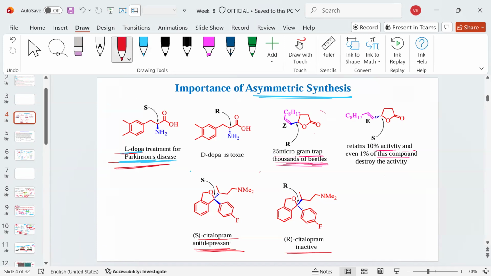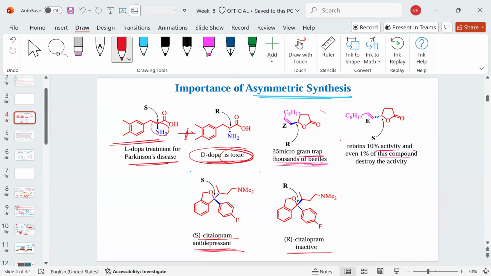So let's say we are getting these two products. There is only a difference in the chiral center. If you do the normal routine synthesis, what do we get? We get a mixture of these products. And if we have this mixture, when we are making a tablet to cure Parkinson's disease, if you take some tablet, then what happens? This D-dopamine can also go into our body, and then it can cause toxicity. Therefore, we need enantiomerically pure L-dopamine. Therefore, it is important to study asymmetric synthesis.